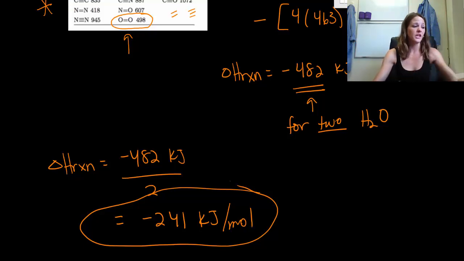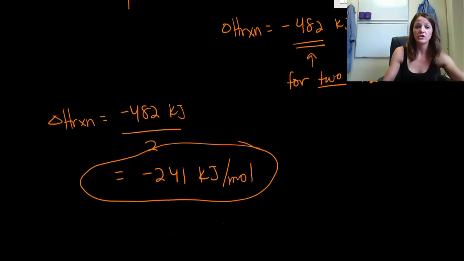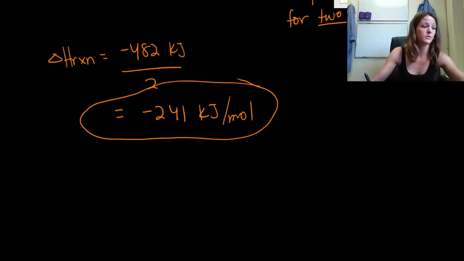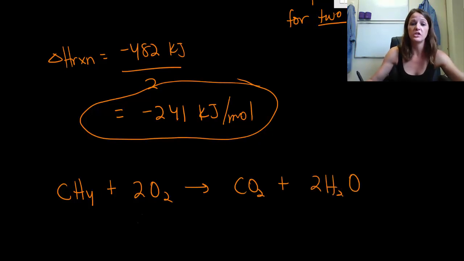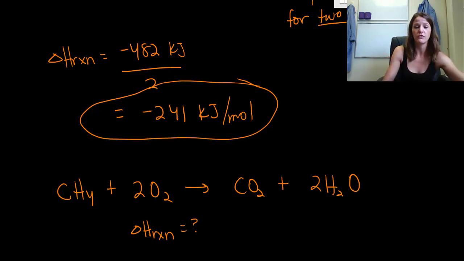All right, so I'm going to leave you with one more here. I'm going to let you actually do this one on your own. Okay, so here's the problem I want you to solve for. CH4 plus 2O2 going to CO2 plus 2H2O. So I balanced that for you. You don't have to do that. What I want you to do is solve for your delta H of your reaction. Okay, so solve for that number.